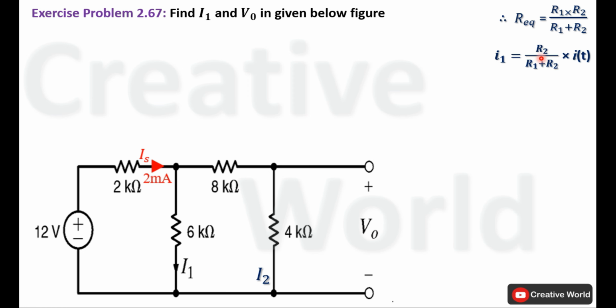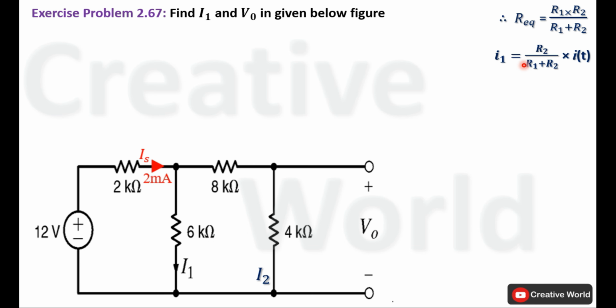I1 is equal to R2 divided by R1 plus R2, multiplied by IT. IT is total supplied current. In our case, it is 2 milliampere. R2 is the resistance of the opposite branch. In our case, it is the sum of 4K and 8K. Total resistance will be 12K. And R1 is the resistance of the same branch. In our case, it is 6 kilo ohm.